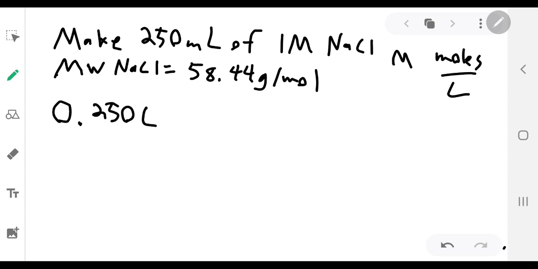And then the next thing we want to do, because we know the concentration we want, in this case 1 mole per liter. Why am I doing it like this? Because that way we can cancel out units. Remember, to cancel out units, one has to be in the top and one has to be in the bottom. So we can cancel that out, and now that gives us moles.